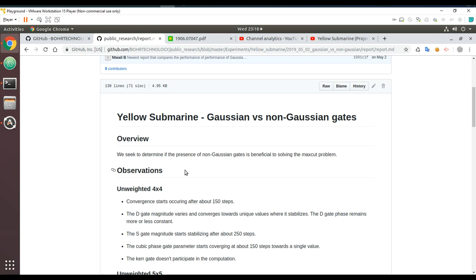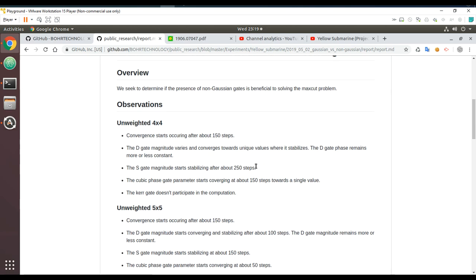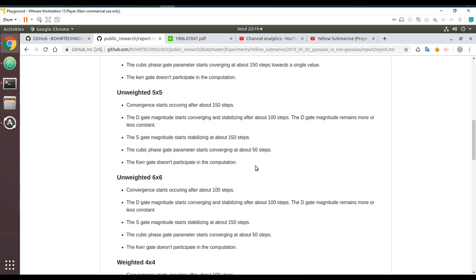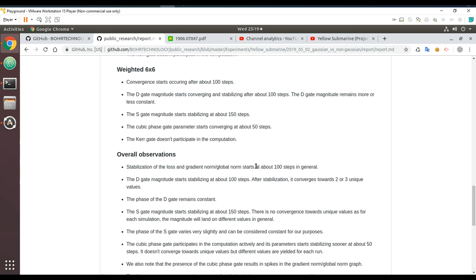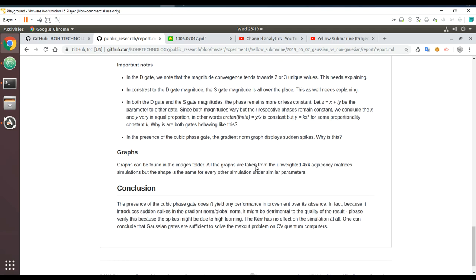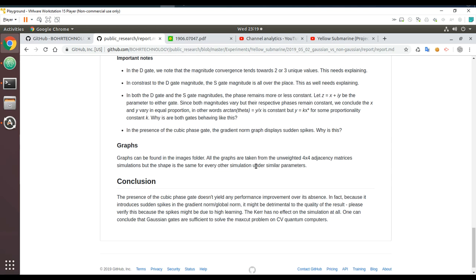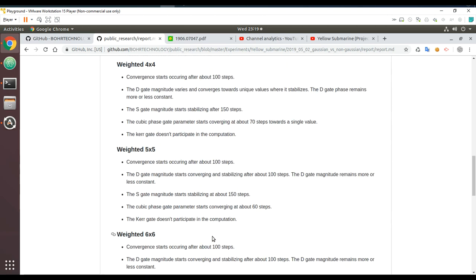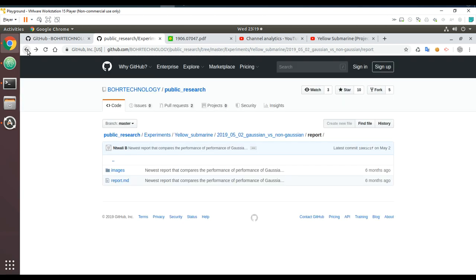We seek to determine if the presence of non-Gaussian gates is beneficial to solving the Maxcap problem. Weighted. Overall observations. Important notes. Presence of cubic phase gate doesn't yield any performance improvement. So Gaussian gates are sufficient to solve the Maxcap problem. Okay. Interesting.